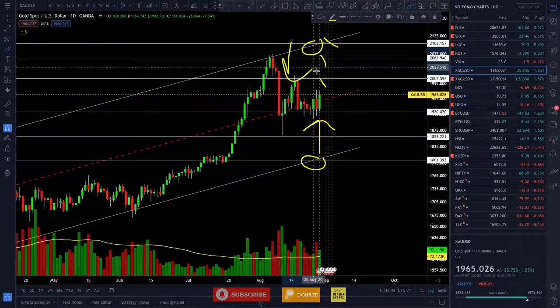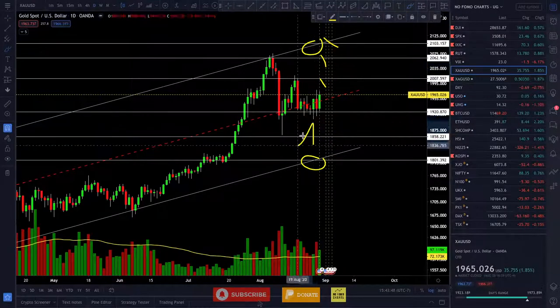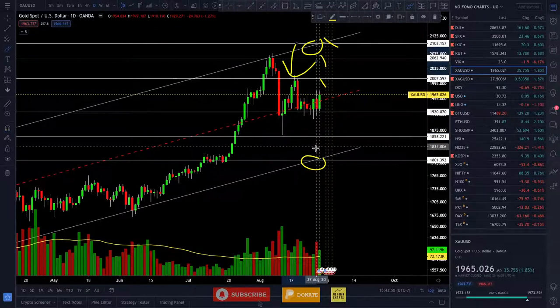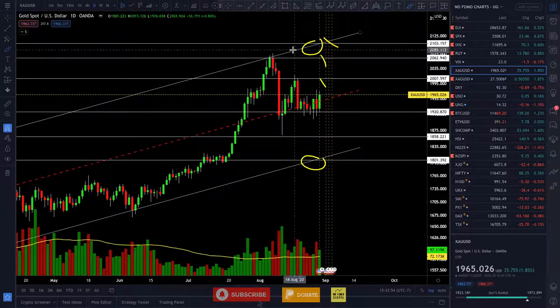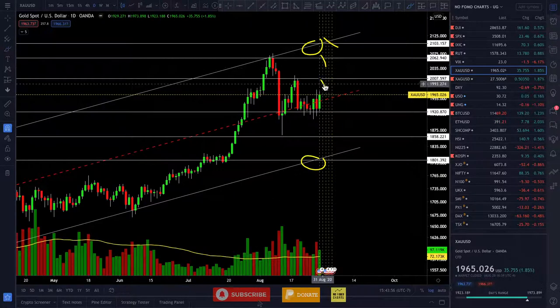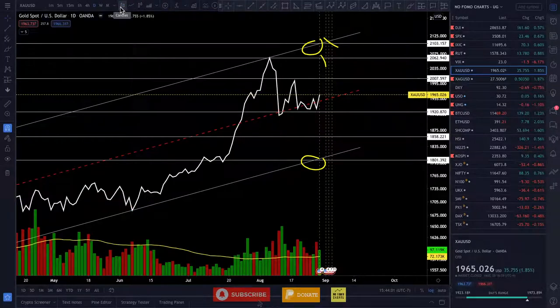It was like a tug of war. Bears want to go down, bulls want to go up. People are afraid, they're going to sell. People are greedy, they want to buy, right? The psychology is there. The psychological aspect of the charts is on display on this chart.